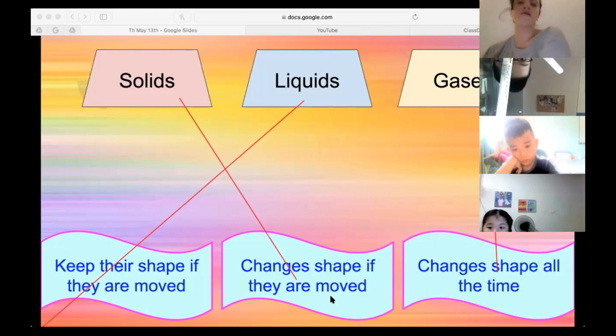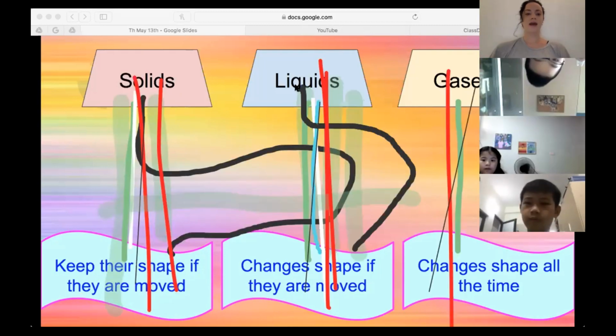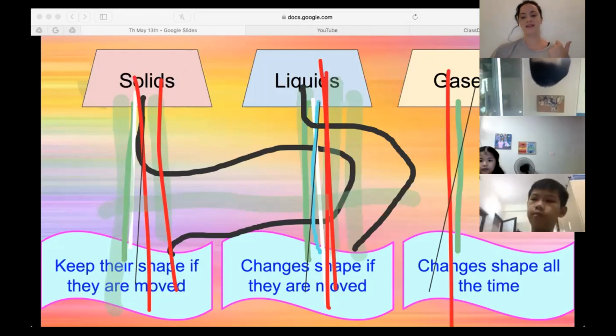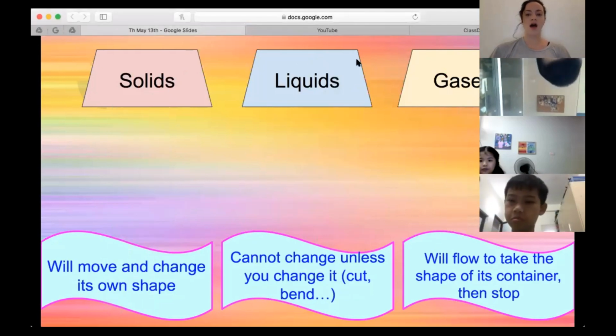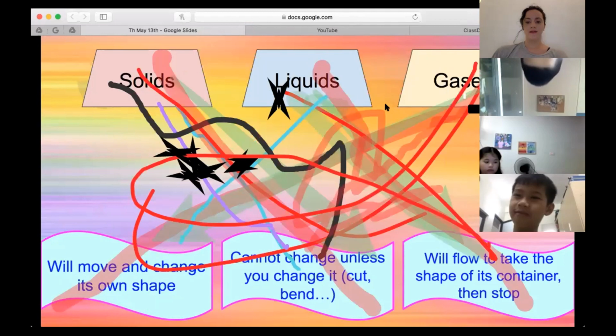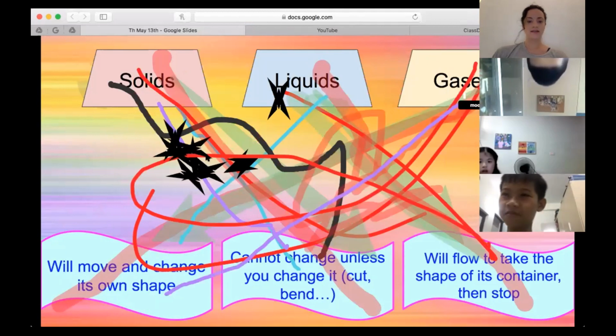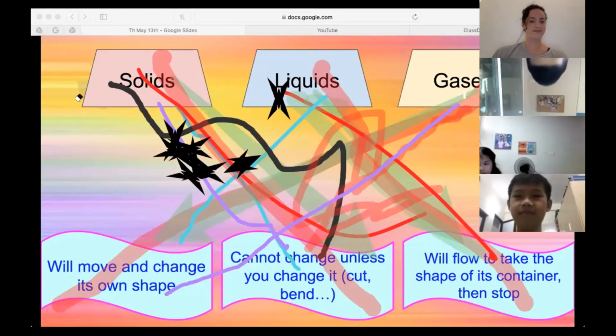Let's try this again, everybody. All right, much better, everybody. Solids keep their shape. Liquids change shape if they're moved. And yes, gases change shape all the time. Next one, go ahead and draw. All right, guys, looking good, except for this red one. There we go.